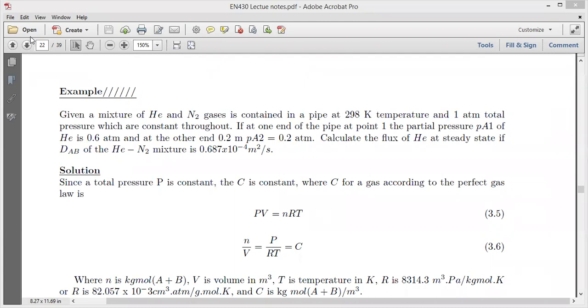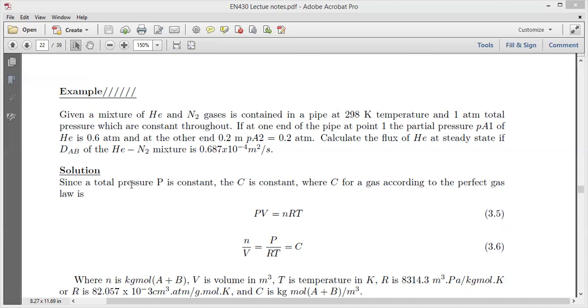So one end of a pipe, so remember a pipe has an end, isn't it? It has two ends, basically. So if at one end of the pipe, at point 1, the partial pressure of helium is 0.6 atmospheres, and then at the other end, the partial pressure of helium is 0.2 atmospheres. So one end gives us a partial pressure for helium at 0.6, and the other end at 0.2 atmospheres. Calculate the flux of helium at steady state if the diffusion coefficient of the helium nitrogen gas mixture is 0.687 times 10 to the power -4 square meters per second.